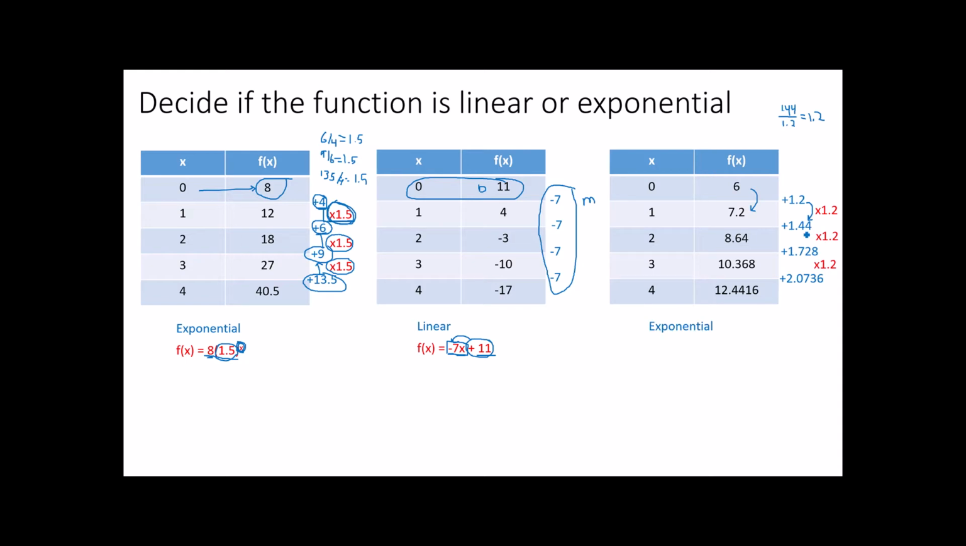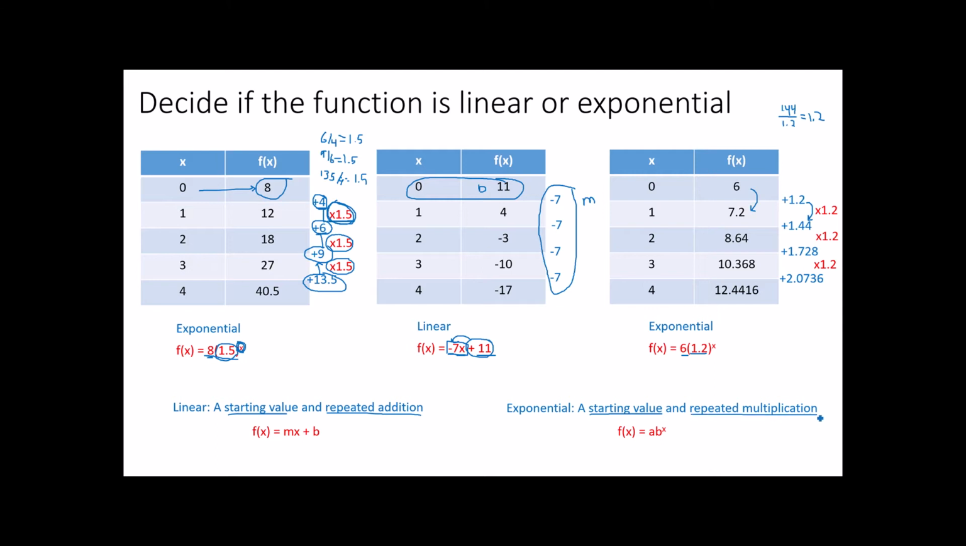Since this is exponential, can you figure this function out on your own? Hopefully you can. I have my starting point of 6, and I repeatedly multiply by 1.2. Notice the difference between linear functions and exponential functions. Linear functions always have a starting value and repeated addition. Exponential functions have a starting value and repeated multiplication.